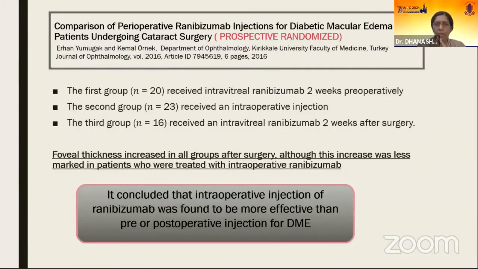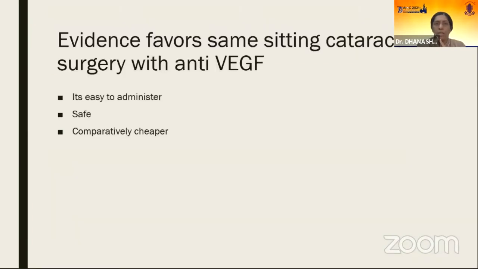Another prospective randomized study had 3 groups: patients who received the injection at the time of operation, 2 weeks pre-operatively, and 2 weeks after the surgery. They concluded that the intraoperative injection of ranibizumab was more effective than either a pre- or post-operative injection of anti-VEGF. So you can see that the evidence so far favors same-sitting cataract surgery with anti-VEGF. It is easy to administer, safe with the surgery that we have now, and comparatively cheaper than doing it on 2 separate sittings. So with this, I rest my case. Thank you.